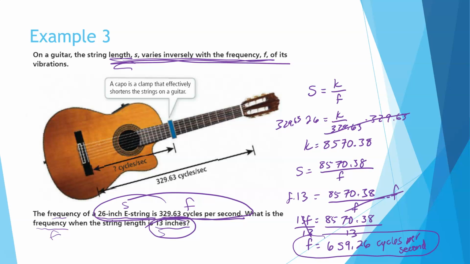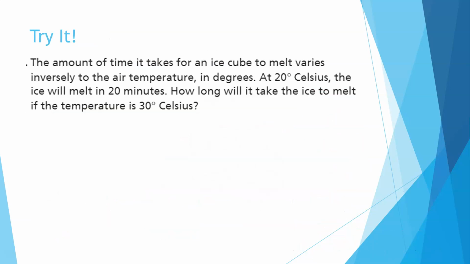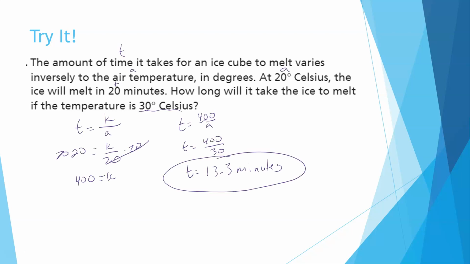All right, I want you to take a minute, read this problem, and see if you can do this one on your own. So pause the video and see how you do. All right, hopefully, as you did this, you saw that this time I decided to call time T. The amount of time it takes for an ice cube to melt varies inversely, so that's why it's T equals K over the air temperature. So I called air temperature A. I need to understand that's the case.